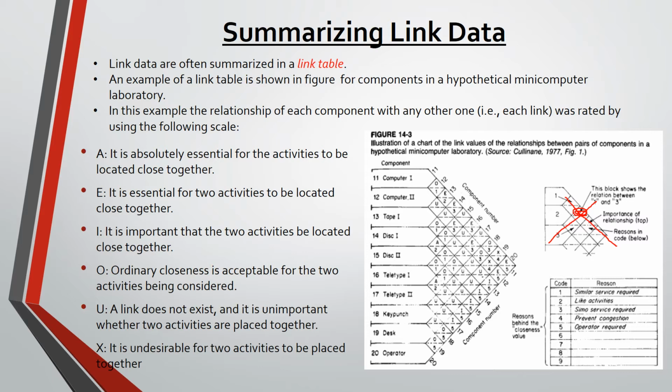And below that is the importance of the relationship, and the reasons for it are given in the code. The code is separately highlighted here, like one is for similar service required, or whatever reasons have to be written are given here. So in short, this is a way of summarizing the link data, or how you represent the various relationships between different components in an activity.